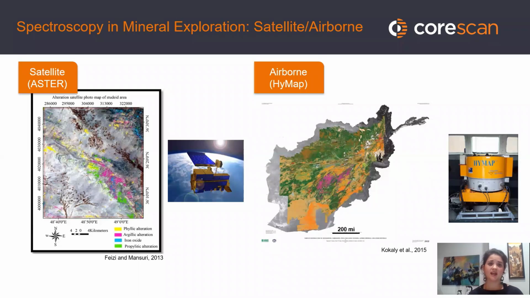So hyperspectral spectroscopy has been around for a long time, now over 40 years. Satellite data, airborne data, many of you are probably familiar with the ASTER system, or WorldView-3, more recent. To the right is a picture of an airborne system, HyMap. This is a map of Afghanistan with the hyperspectral imagery draped on top of it.